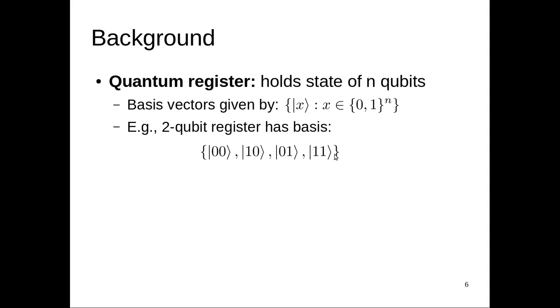And so we can see that in the case of a two-qubit system, our basis is really given by the possible states of the classical bit strings, so possible states of a classical bit string of length 2.